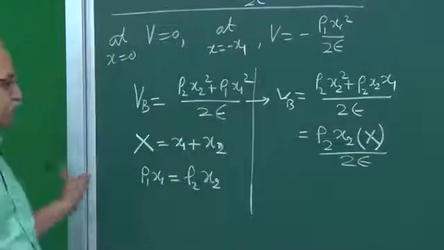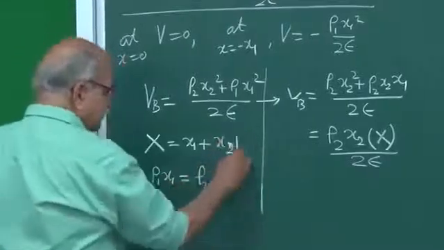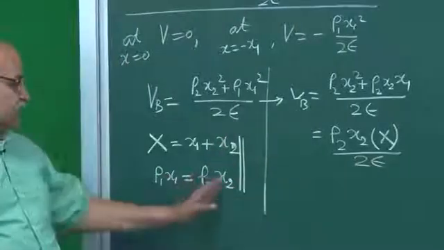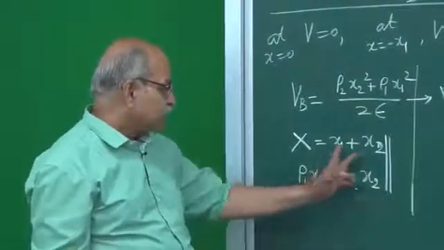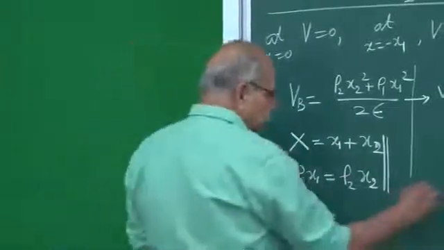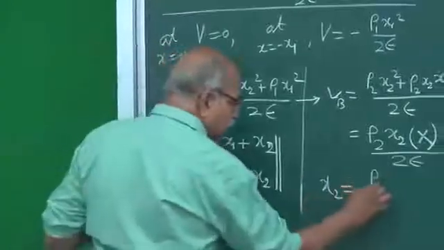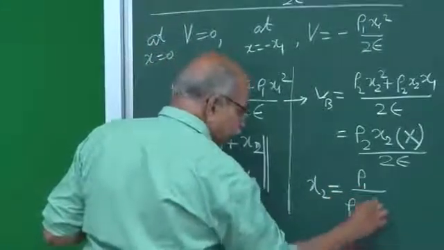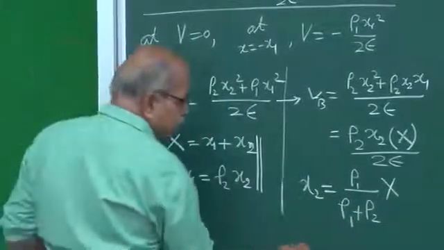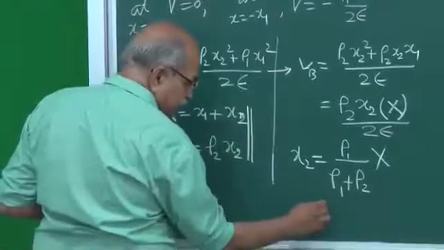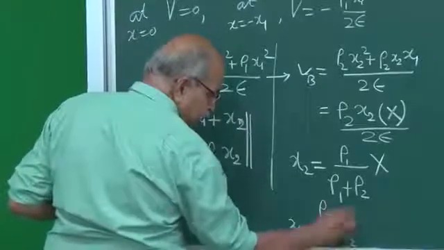So this is 1. Now you have to eliminate this x2, and that you can do from here. This x1 and x2 are in inverse ratio of rho 1 and rho 2, and the sum is capital X. So x2 will be rho 1 divided by rho 1 plus rho 2 times capital X. And x1, I don't need that, but x1 will be rho 2 divided by rho 1 plus rho 2 and then capital X.